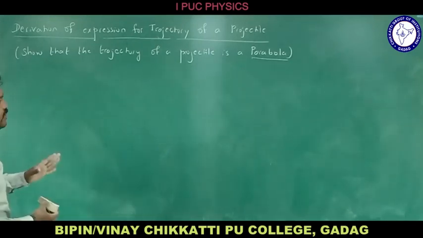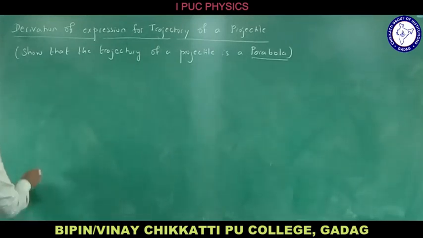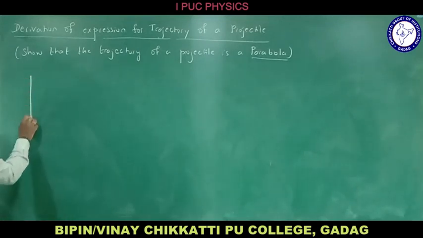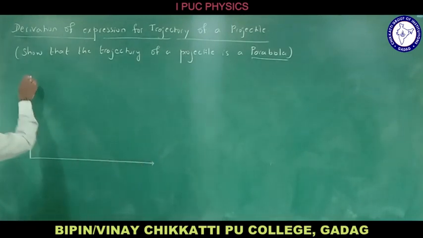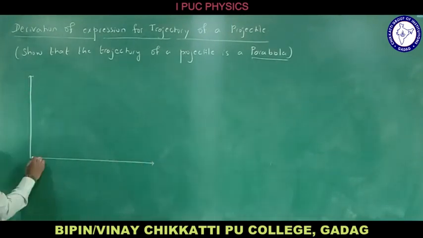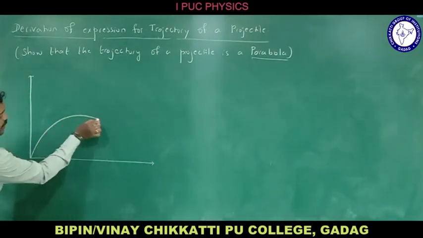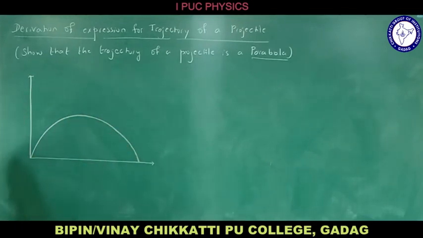In order to derive it, I need a little more space here. Let me check it out like this. So this is the y-axis. This is along the x-axis, and this is along the y-axis. Okay, let me take, this is the projectile. This is a projectile, right?